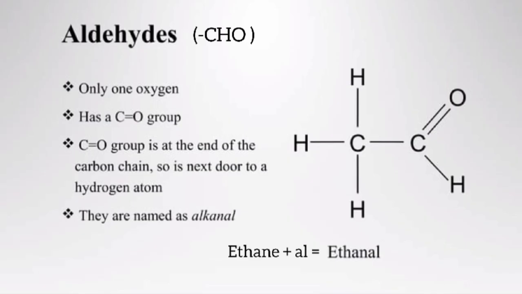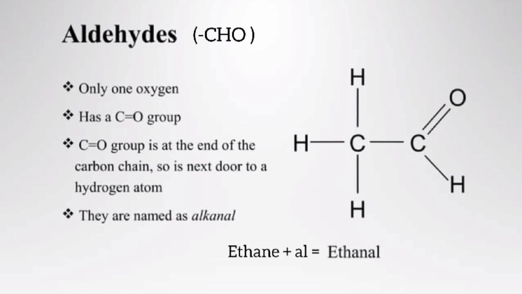Hi everyone. In today's session, let's continue our discussion on functional groups. The next functional group we are going to study is aldehyde. The general formula is CHO. That is, in the hydrocarbon chain, if you find a C double bond O and hydrogen attached, that is nothing but an aldehyde group. The suffix used in the case of aldehyde is "al".